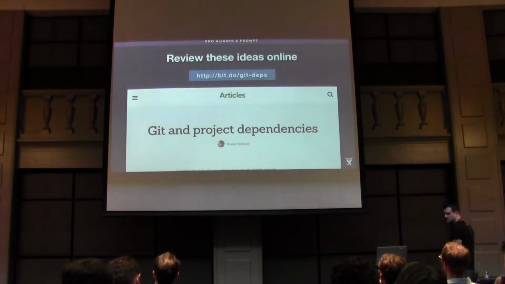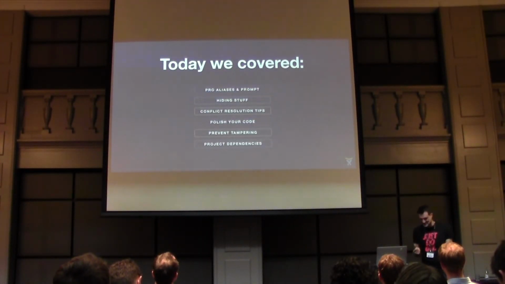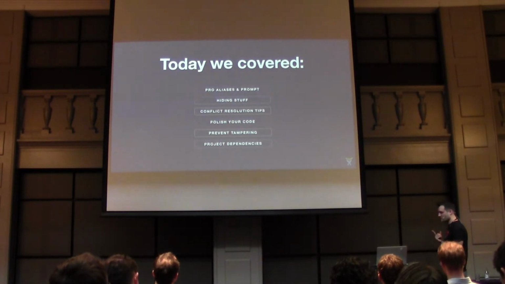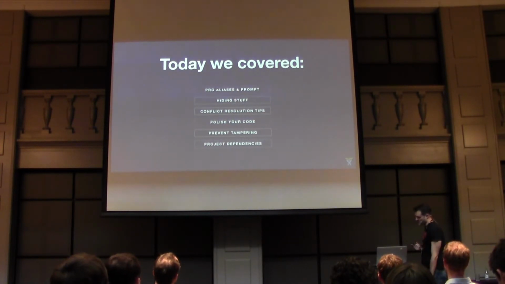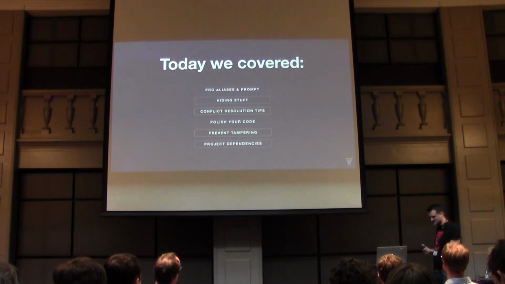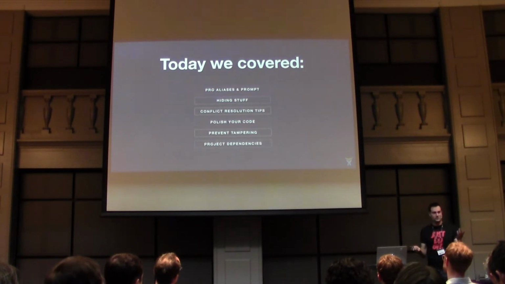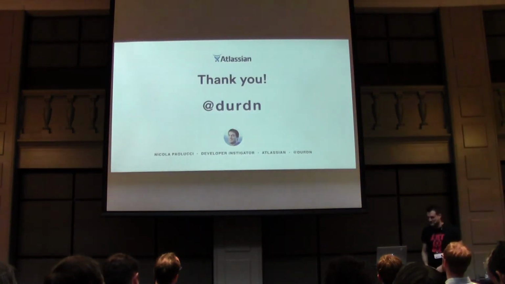So this is what I had for you: ideas about how to write nice aliases, to hide stuff from the repository, some tips about conflict resolution and how to polish your code, how to prevent tampering by signing release commits, and some ideas of how to handle project dependencies with Git. We hope you find this interesting, and so thank you very much for your attention. Thank you.